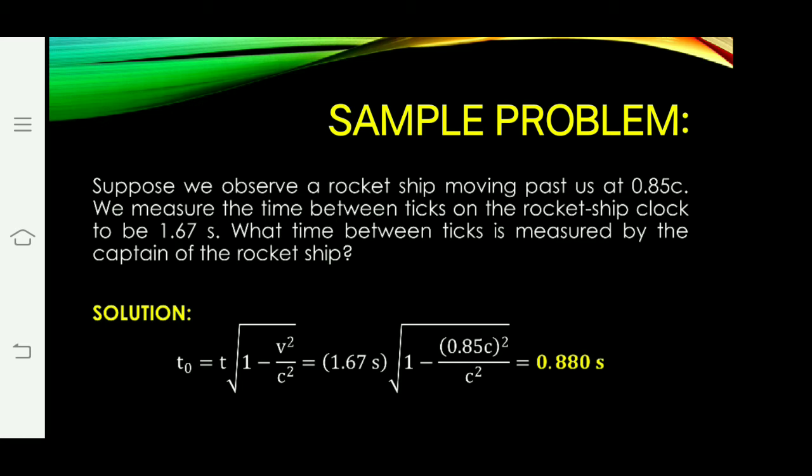Here's a solution. What we will do is just substitute. t sub 0 equals t times square root of 1 minus v squared over c squared. The result is 1.67 seconds times square root of 1 minus (0.85 c) squared over c squared, equals 0.880 seconds.